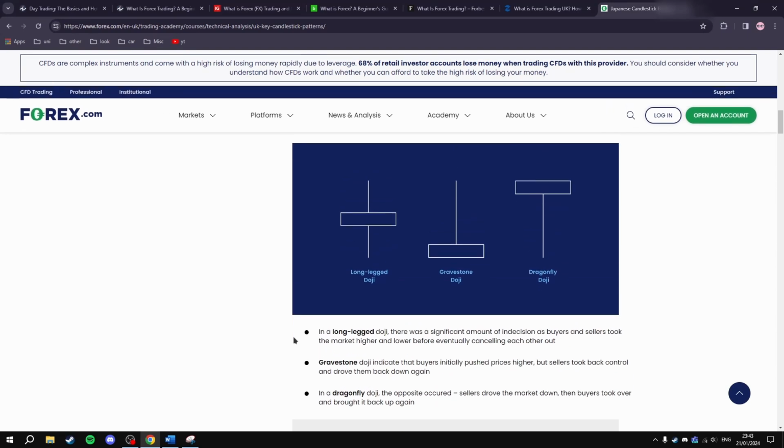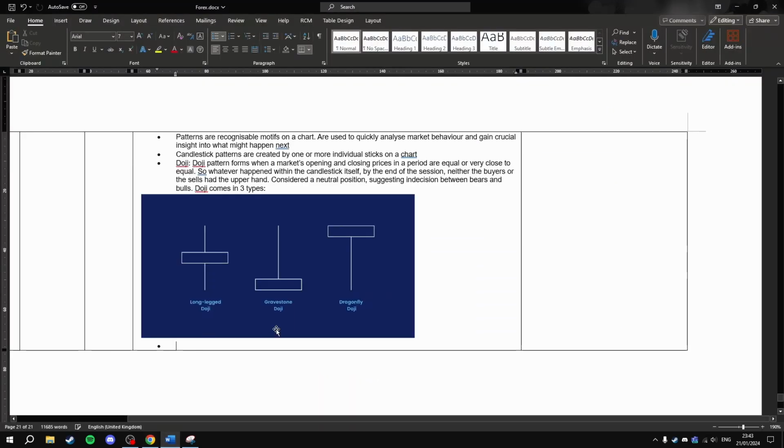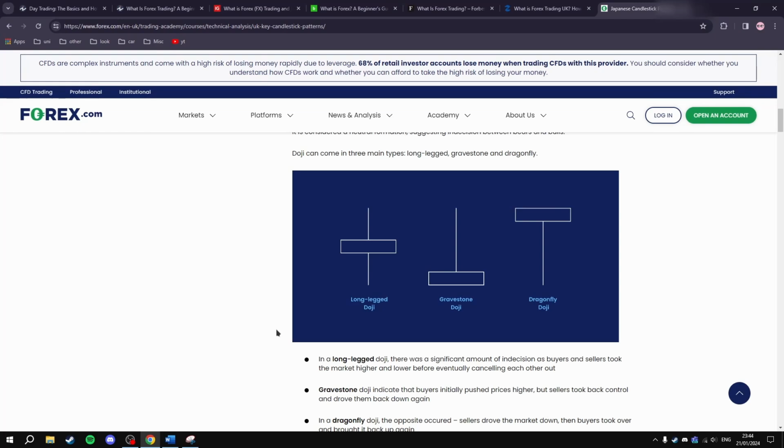In a long leg doji, there was a significant amount of indecision as buyers and sellers took the market higher and lower before eventually cancelling each other out. So it goes boom, boom, and then back to here, boom.